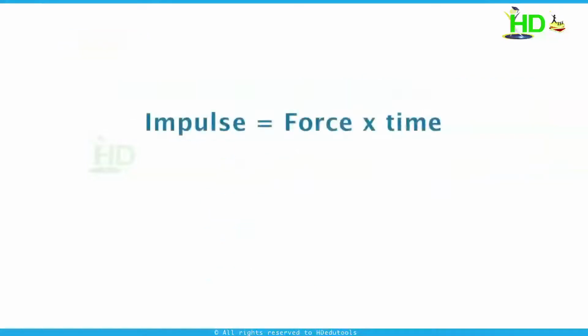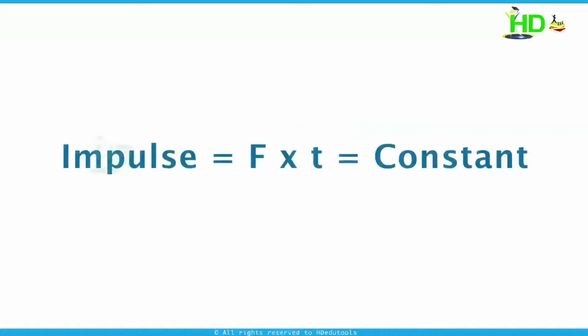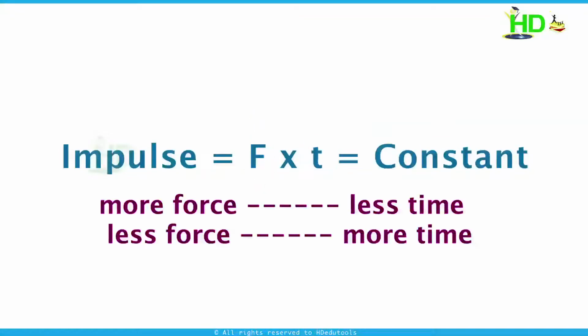And related to an action, as change in momentum is constant, we can increase or decrease the impact of force by varying the time. The change in momentum, that is impulse, is constant, which is nothing but force into time. This quantity force can be increased or decreased by adjusting the time. If you want more impact of the force, a less time interval is required. If you want a less impact of the force, more time interval is taken.